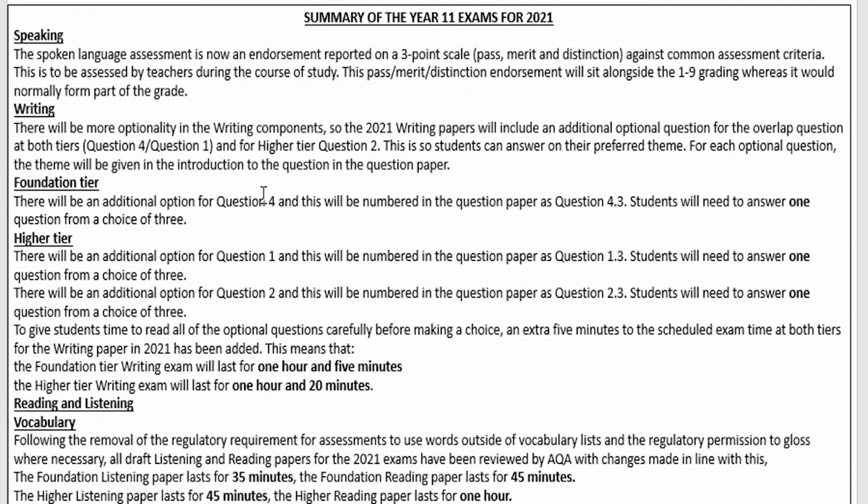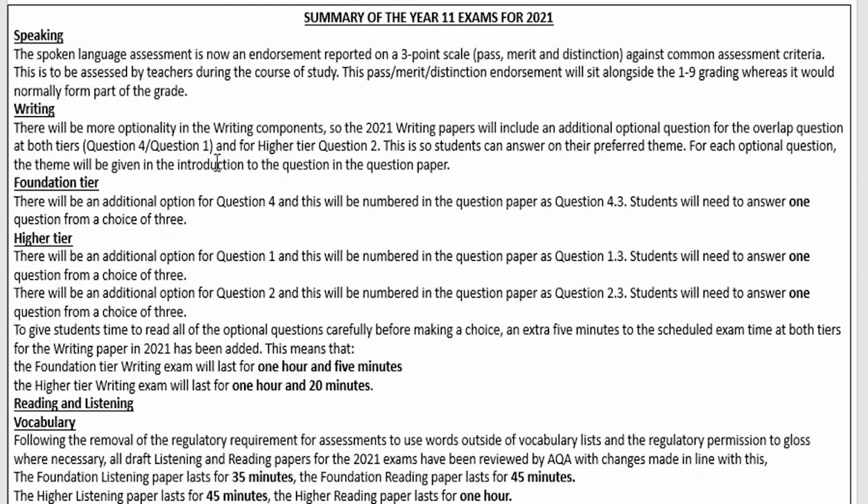Now, the summary really starts with the speaking element of the four skills. The speaking, as we can see on here, is no longer externally assessed. This is an internal assessment across a three-point scale: pass, merit and distinction. So that means that the three remaining skills of writing, reading and listening will be a third each for the GCSE.